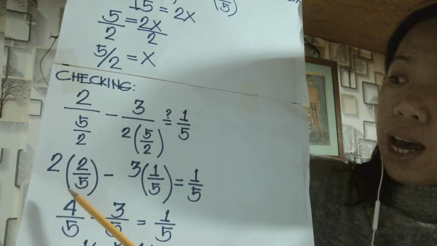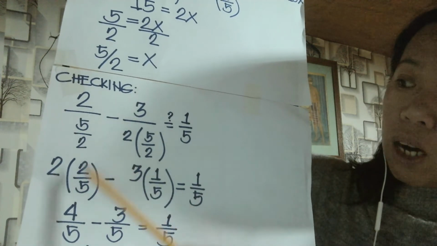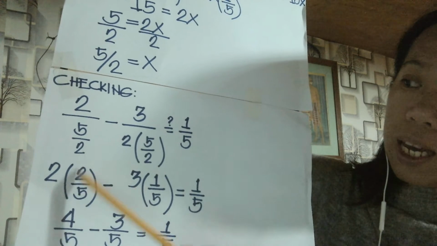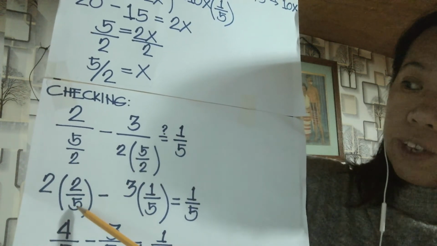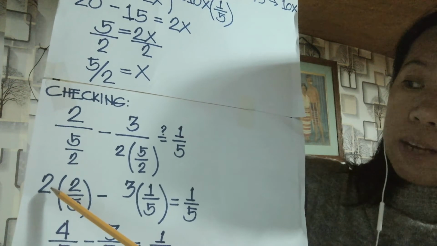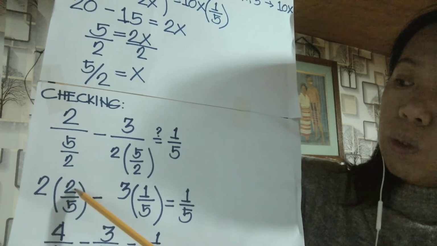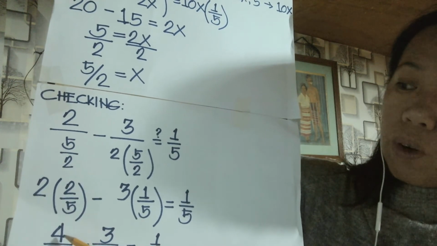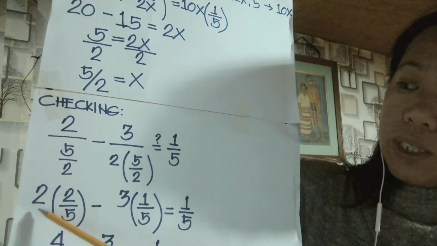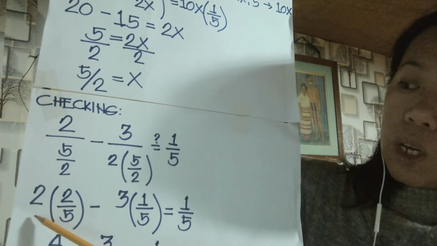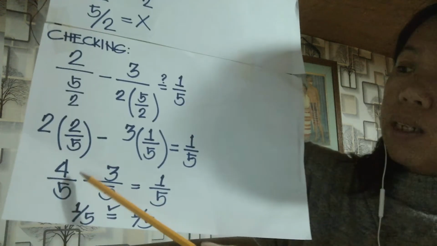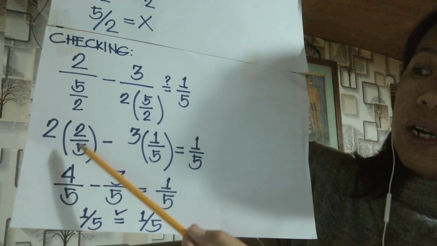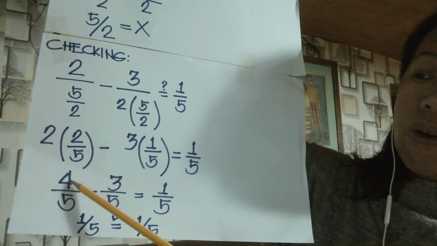So simplifying, how did we get this? Again, we got the reciprocal of 5 over 2, so 2/5. Simplifying by multiplication, 2 times 2 is 4. And understood, you have a denominator there of 1. So 1 times 5, you have 5. Okay, so 2 times 2 is 4 over 5.